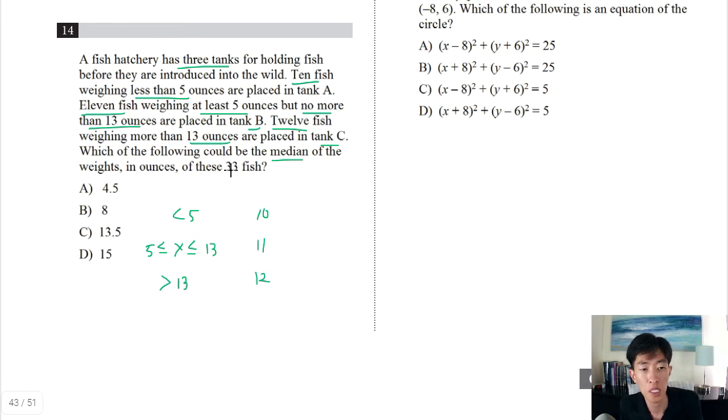So they want to know the median of the weights in ounces of these 33 fish. So the median is going to be the 17th element, but that doesn't really matter because you know that the middle number is going to be within this group because they're pretty evenly distributed.